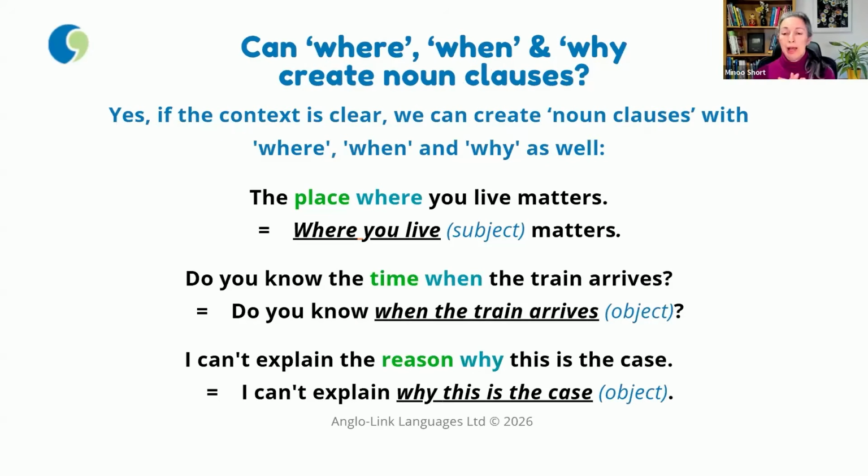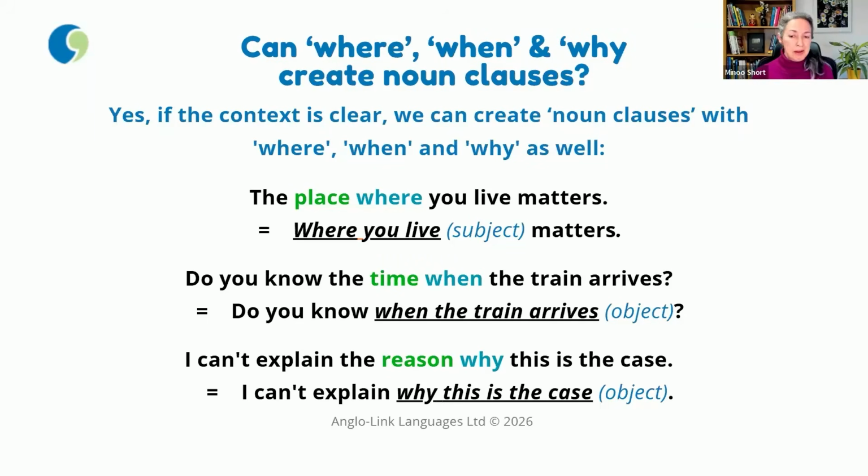Can they create noun clauses? And the answer is yes. If the context is clear, we can create noun clauses with where, when, and why as well. So instead of the place where you live matters, obviously where refers to a place, the word place is redundant. We can just say where you live matters. Where you live is the noun clause that has become the subject of the verb matters.